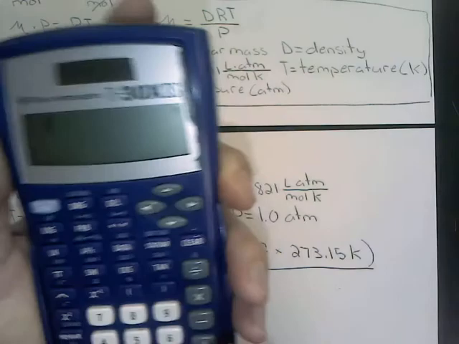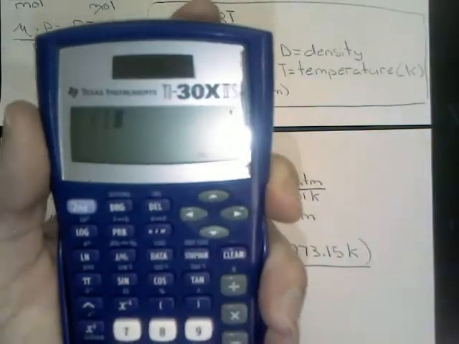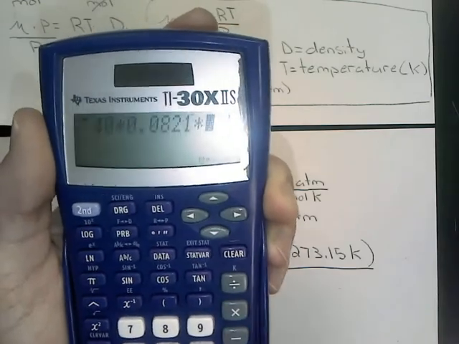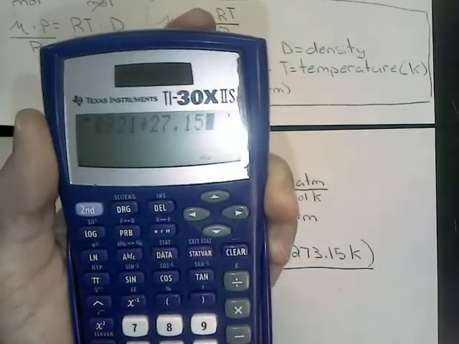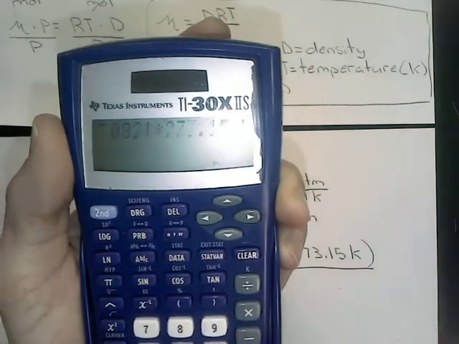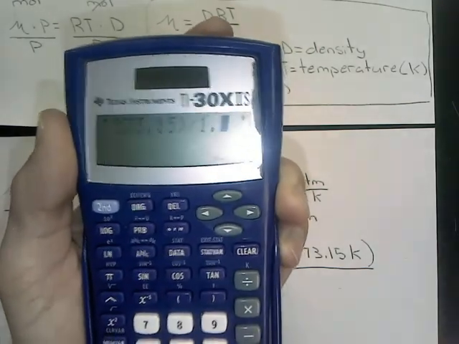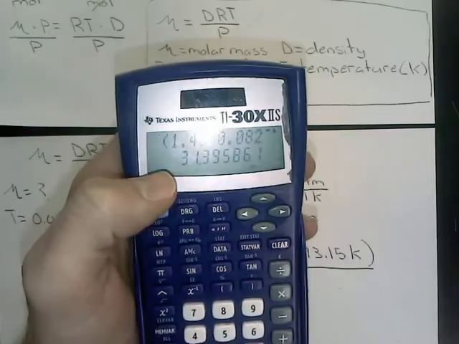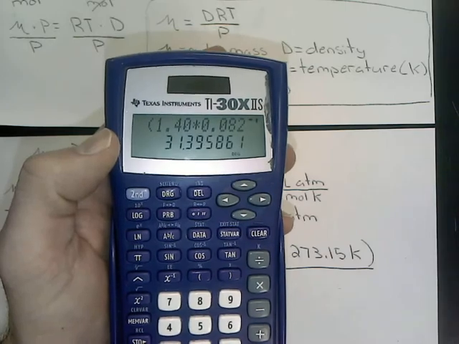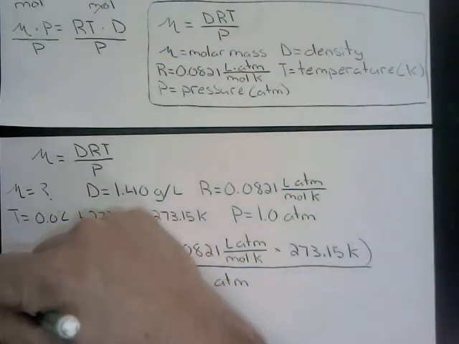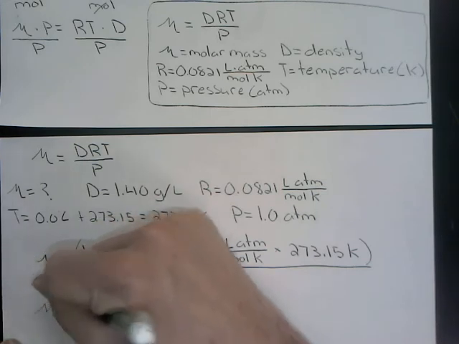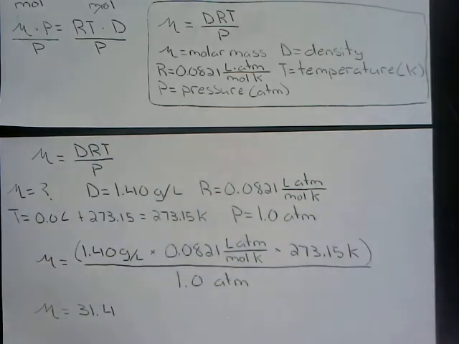So what we're going to do here is take 1.40 times 0.0821 times 273.15, divide that by 1.0, and we get a value here. I'm going to use 3 total digits: 31.4. Okay, so our molar mass here is 31.4. Now, some of you may recognize, hey, I have molar mass, so I know the unit.